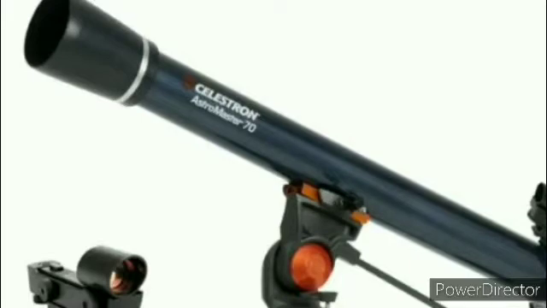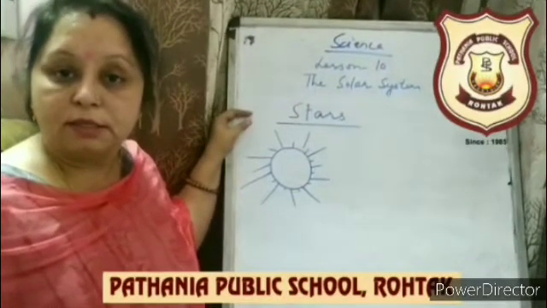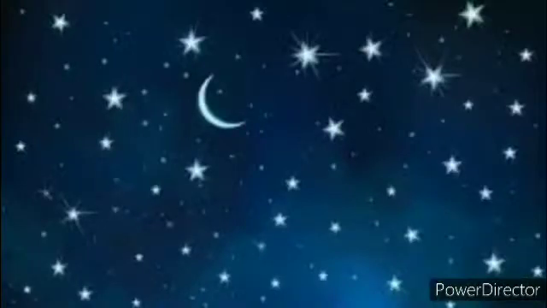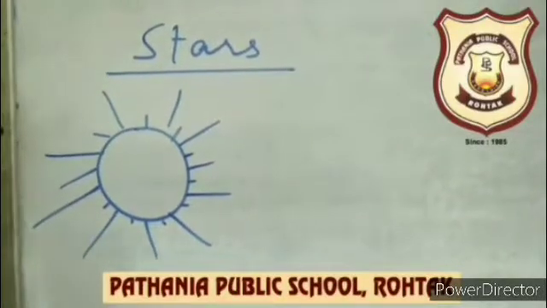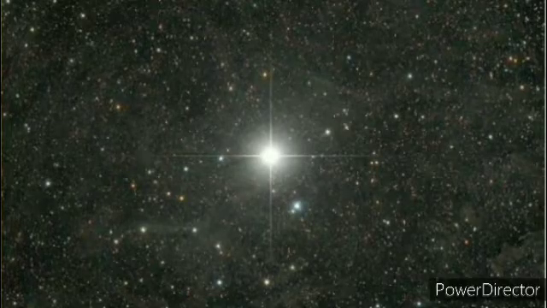Okay beta. So our first topic is stars. When you look at the night sky, you see many twinkling stars. Stars are fixed heavenly bodies that have their own heat and light. The sun is the nearest star. It seems bigger and brighter because it is closer to the earth. Many stars are bigger and brighter than the sun, but they appear very small because they are very far away from earth.